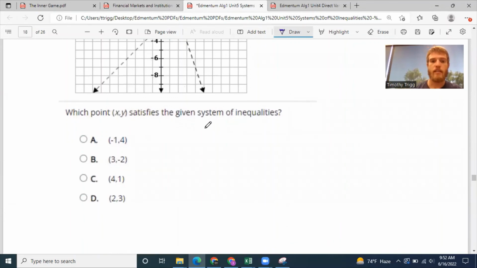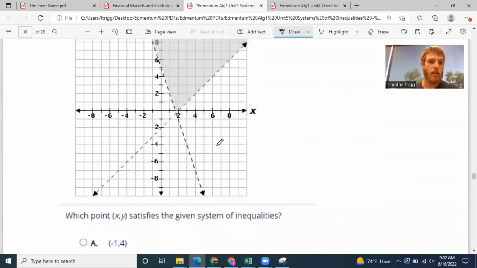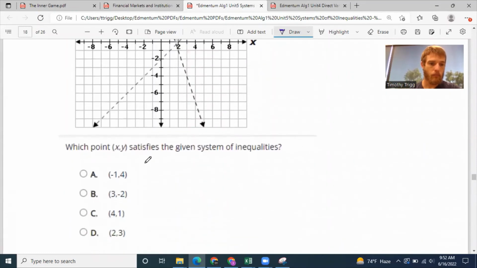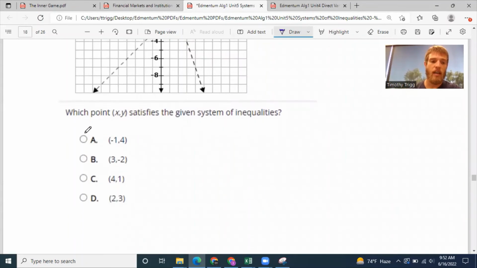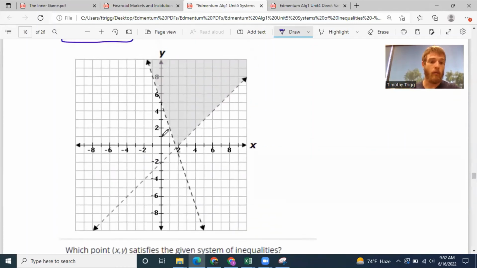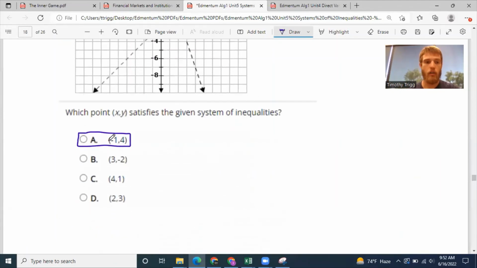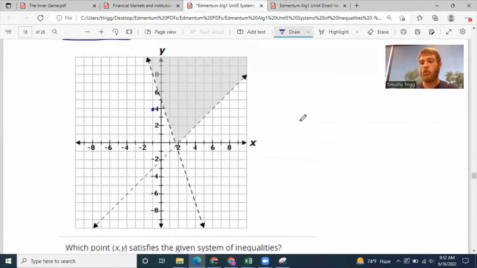All right, let's take a look at the question. Which point satisfies the given inequality? So we have some coordinate points here. This is actually pretty easy when you have the graph. You could just look, is this point in the double shaded region? We're going to look at point A to start. If the point is in the double shaded region, that's the solution region. So let's see, -1, 4. That's right here. Is that in the double shaded region? Well, no, it's not. So I know that that's wrong. Check the other points to see which one's in the double shaded region.